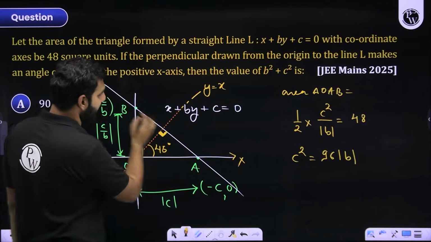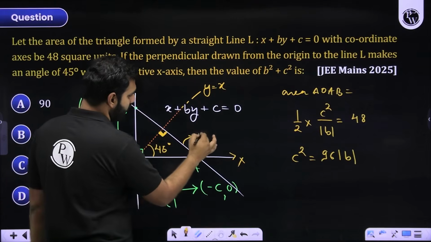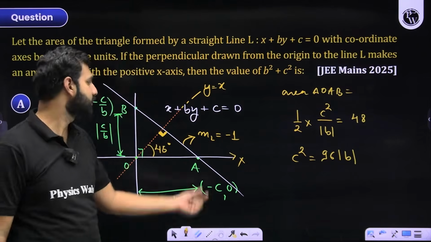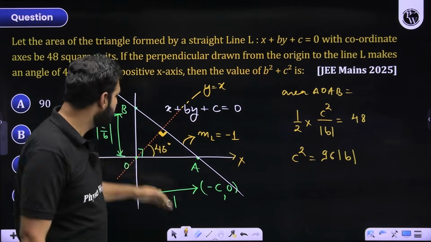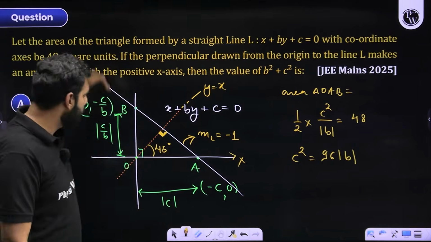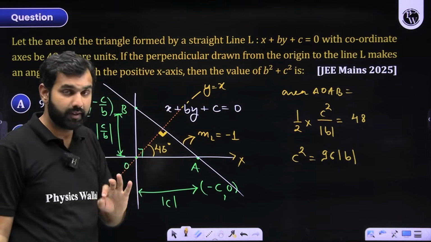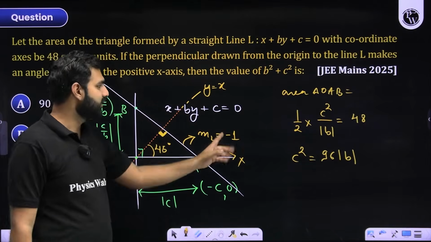And if this line L is perpendicular to this line, then will I not say its slope will be the negative reciprocal of 1? Because if the slope of this line is 1, the slope of this line will be minus 1 because they are perpendicular. The product should be minus 1. Do you remember that? The product of the slopes. So this line has a slope of minus 1.